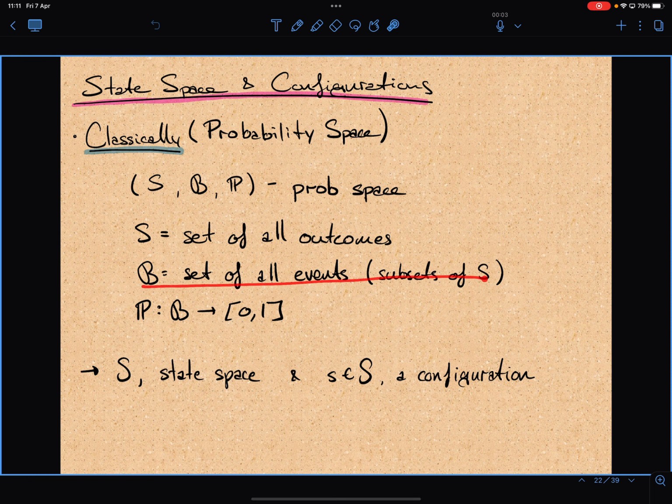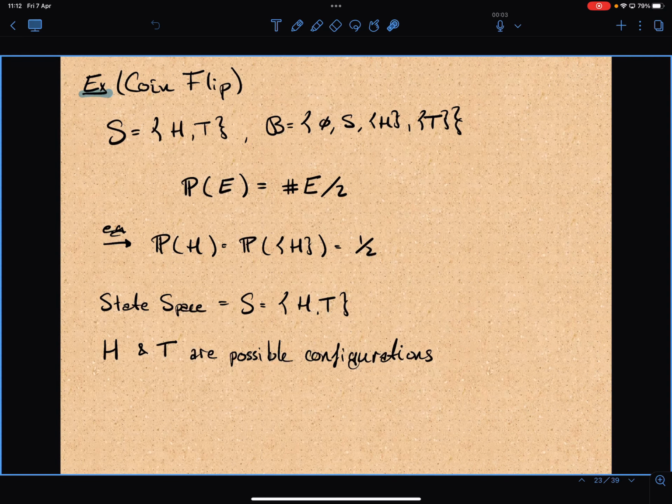And there's a small caveat about the set of all events. If S is countably infinite, then you need some care to define this set of all events. It's non-trivial to do it, but in this case, I will just deal with discrete and finite systems.